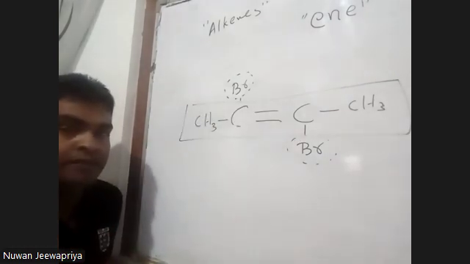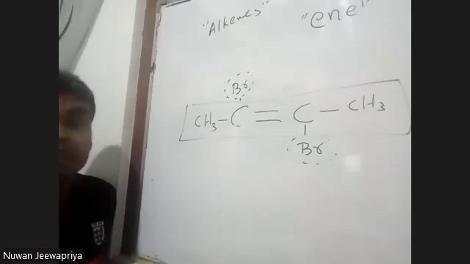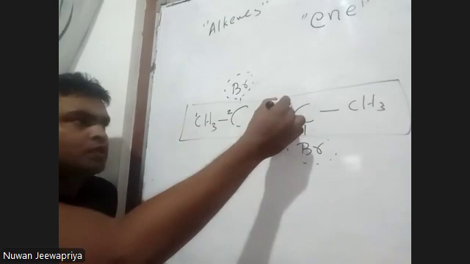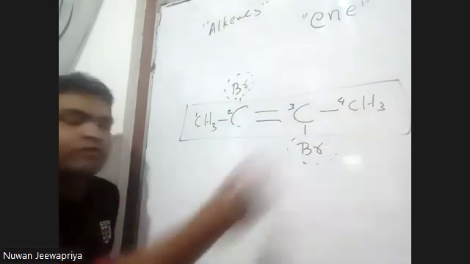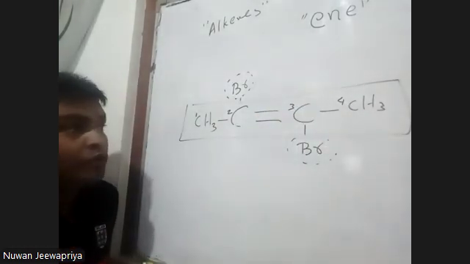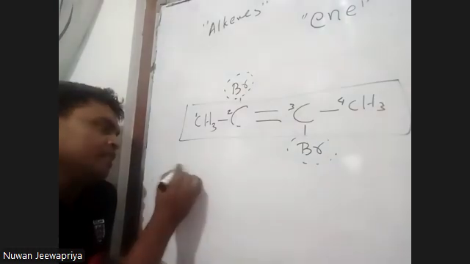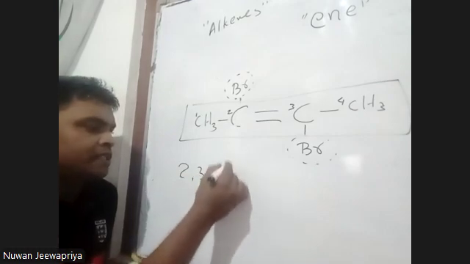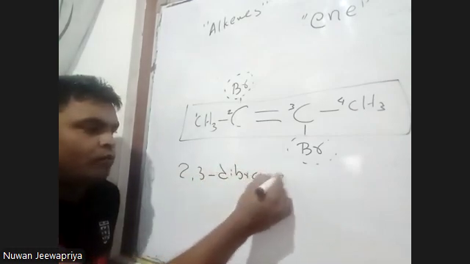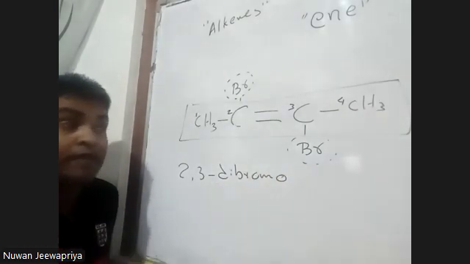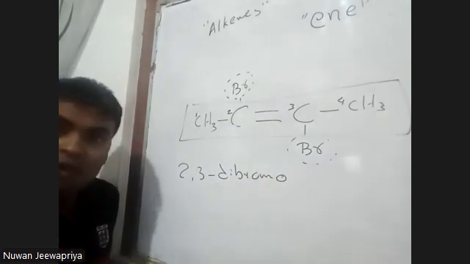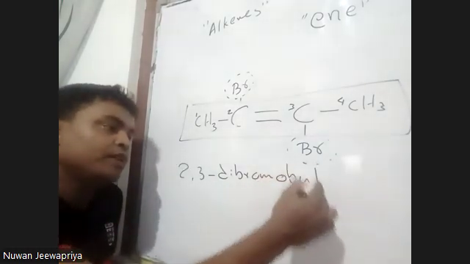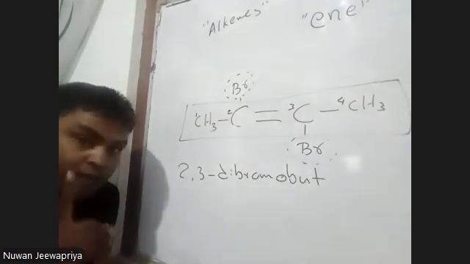They are branches. So I want to give the numbers. Number 1, number 2, number 3, number 4. So second has bromine, third has bromine. How do you say that? 2, comma 3 dash dibromo. 2 times bromine. Dibromo. Totally how many carbon? 4 carbon. 4 carbon is but.